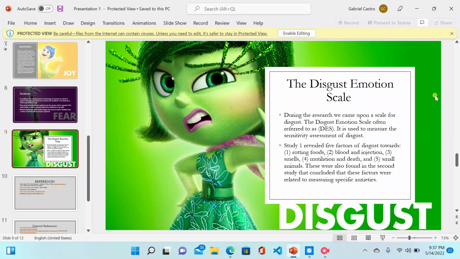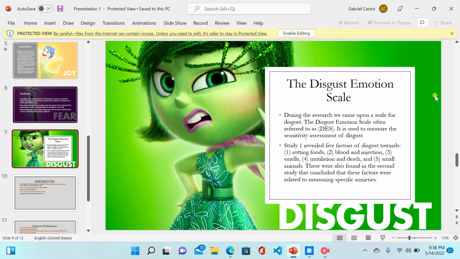And disgust. The disgust emotion scale. During the research, we came upon a scale for disgust. The disgust emotion scale, often referred to as the DES, is used to measure the sensitivity assessment of disgust. Study 1 revealed 5 factors of disgust: 1, rotting foods; 2, blood and injection; 3, smells; 4, mutilation and death; and 5, small animals. These were also found in the second study, which concluded that these factors related to measuring specific anxieties.